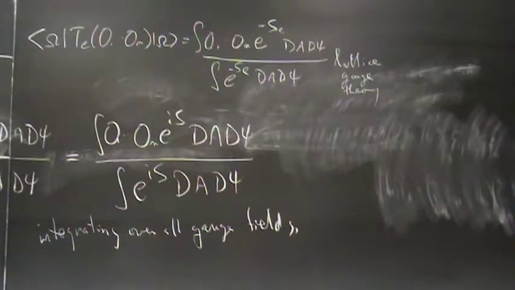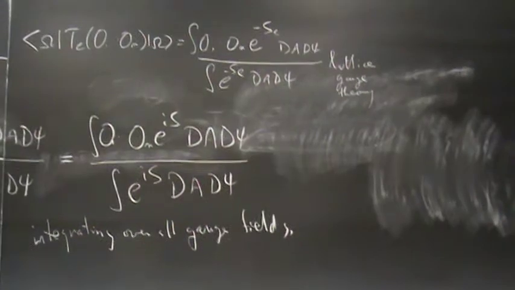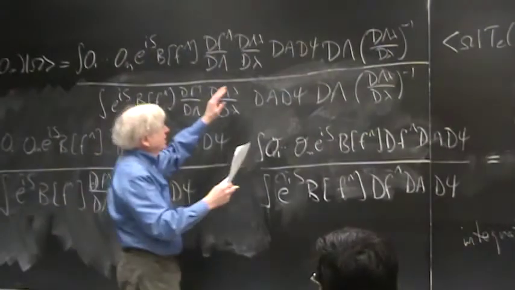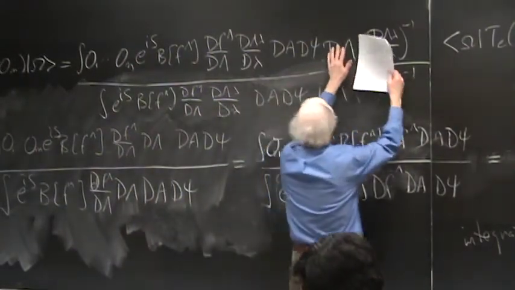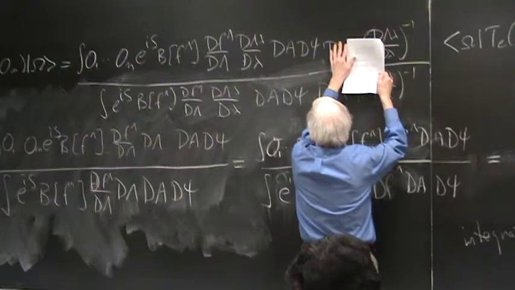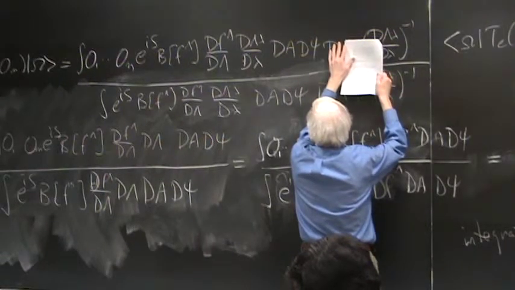Oh. What we had was that was equal to this, apart from these factors here. But it's independent of big lambda. In other words, this time-ordered product is this ratio, forget about this, this ratio for all lambda, big lambda.